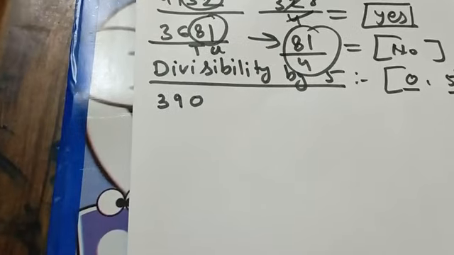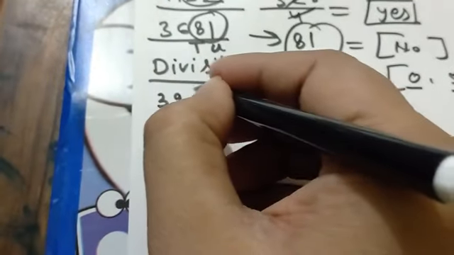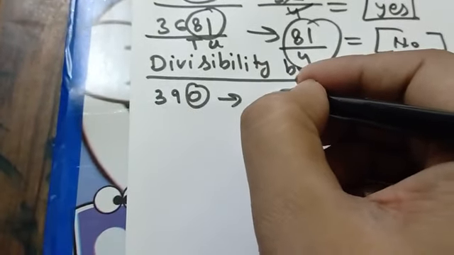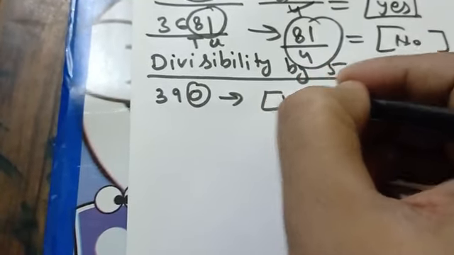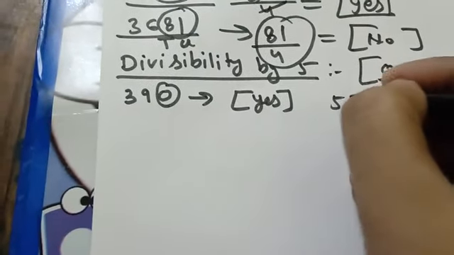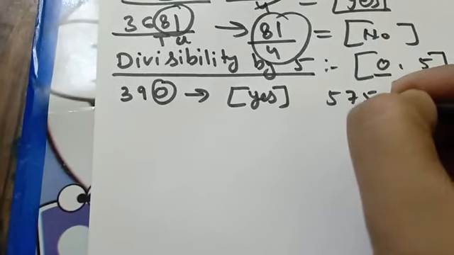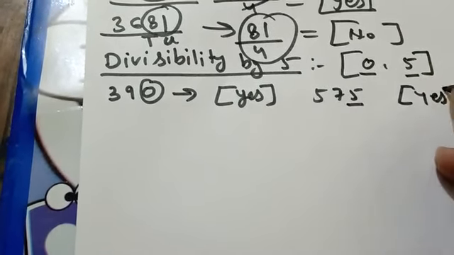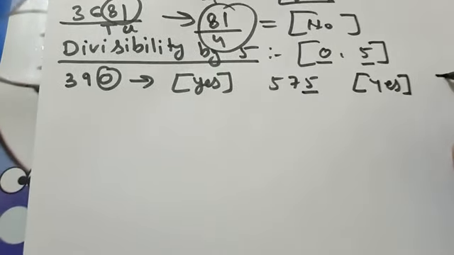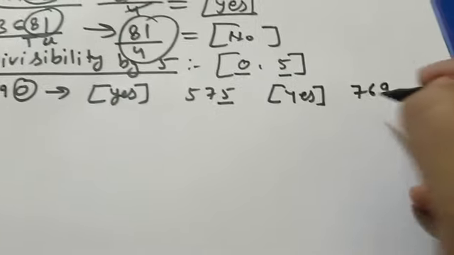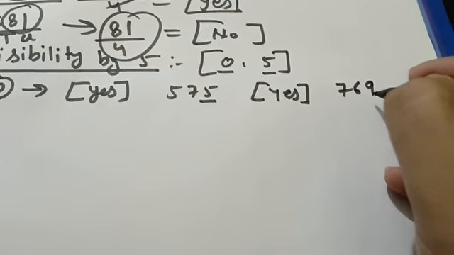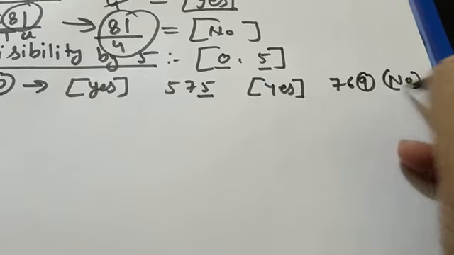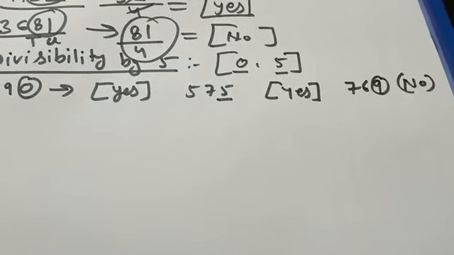I have a number 390. Check the unit place only. This unit place is 0, so this number is divisible by 5. Taking another number, this unit place is 5, so this number is also divisible by 5. In this number 769, the unit place is 9, so we can say that this number is not divisible by 5.